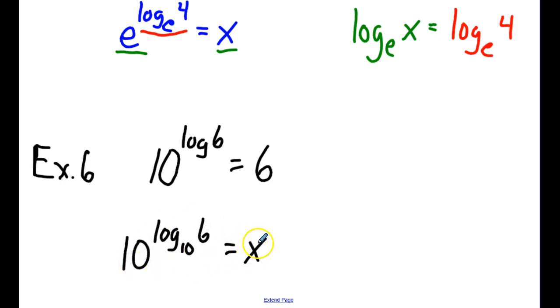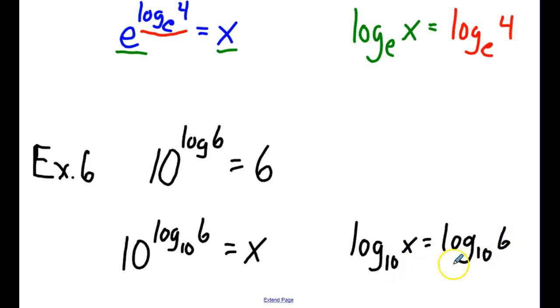Then if we rewrote this in logarithmic form, we would have log base 10 of x equal to log base 10 of 6. Again, we don't have to go through these steps. If we recognize right away that this is log base 10 and we have an exponential with base 10, those simplify, we're just left with the value of the logarithm, 6.